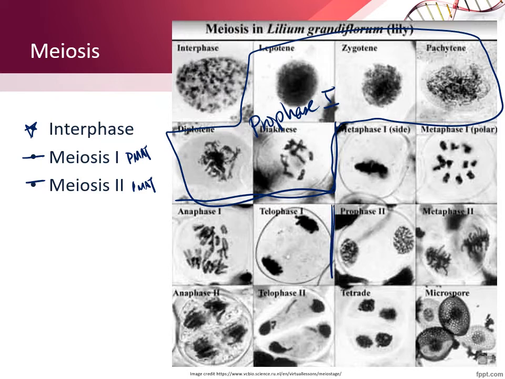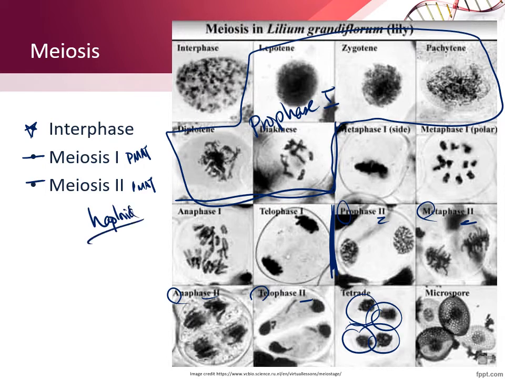Sometimes we might have a short interkinesis, which is like interphase without synthesis. So we might pause and have a little gap, but there will be no more DNA replication happening. And then we'll fly into PMAT two: prophase two, metaphase two, anaphase two, and telophase two. And then at the end, we'll have tetrads. We'll have 1, 2, 3, 4 gametes. Each of those gametes will be haploid and genetically different from the parent cell.